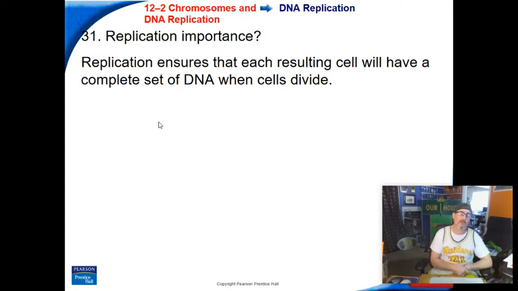The importance of replication. So cells are just like organisms. They grow old and they die. And the jobs that they do, they can no longer do. So cells need to divide or replicate to replace the cells that die. So replication ensures that each resulting cell, the new cell, the replicated cell, will have a complete set of DNA when the cell divides. And of course, the DNA is the instructions for the cell. So the DNA replication has to be accurate as well.